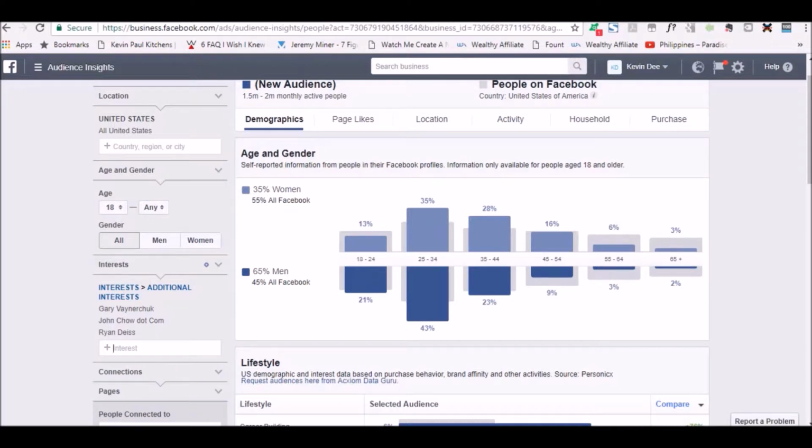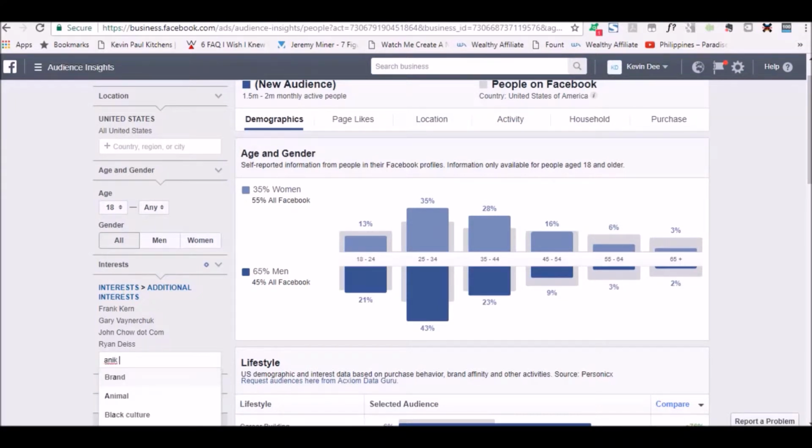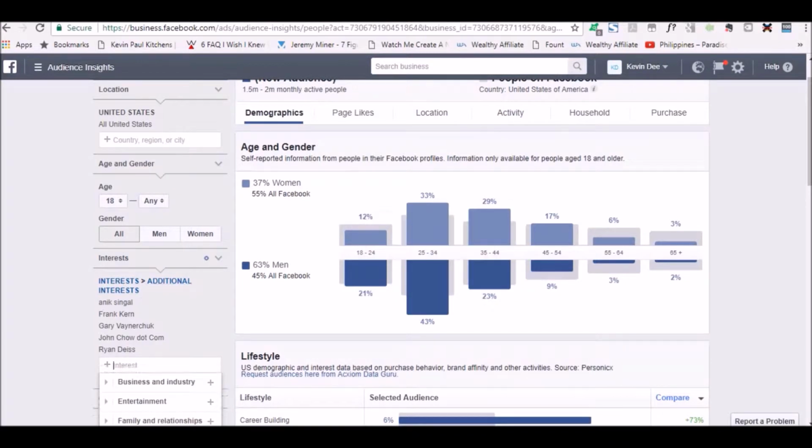Okay, so in this case, let's have a look. Frank Kern. And let's go with one more. Let's have a little think. How about Anik Singhal? Okay, so top five competitors are plugged in.